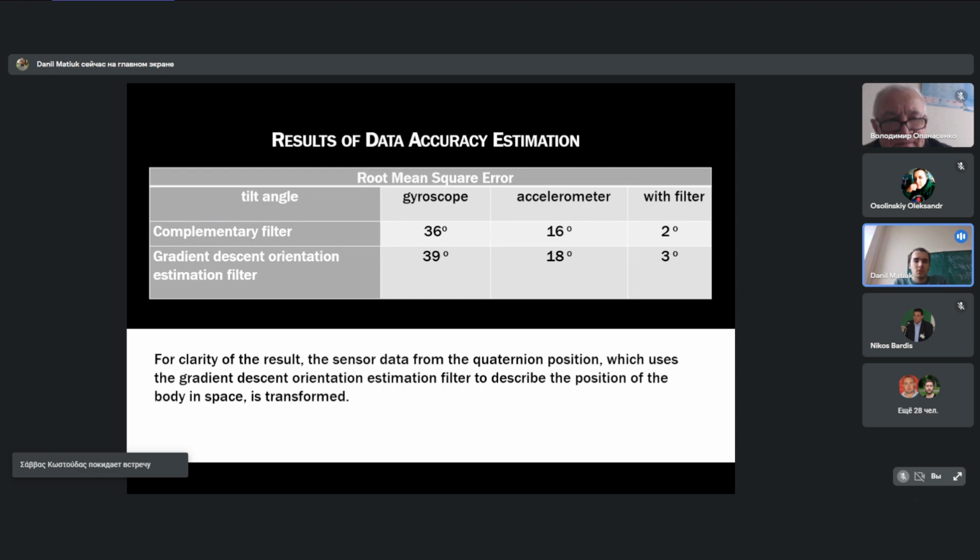For clarity of the result, sensor data is transformed into a quaternion position, using the gradient descent orientation estimation filter to describe the position of the body in space. Table 1 shows that after the conversion, the obtained values are 39 degrees for the gyroscope and 18 degrees for the accelerometer. After processing by the filter, the RMSE value equal to 3 degrees was obtained, and through the complementary filter, the error was 2 degrees, which means both filters give a very accurate angle, unaffected by shaking and vibration.